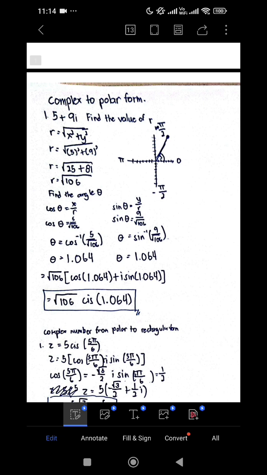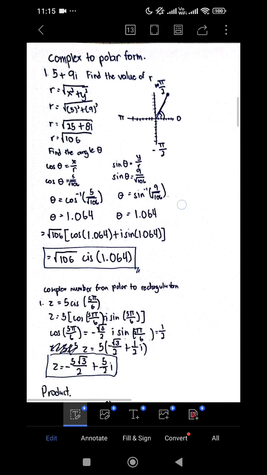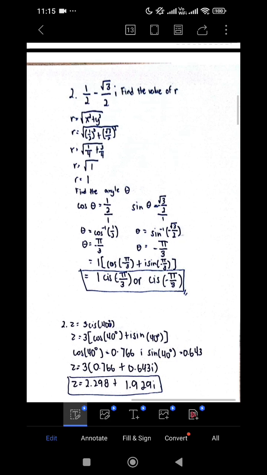Then just substitute, so it equals the square root of 106 [cosine 1.064 plus i sine 1.064]. Then the final answer we will get is the square root of 106 cis 1.064. The number 2, we need to again find the value of r, so we use the same formula again, but the value is different.